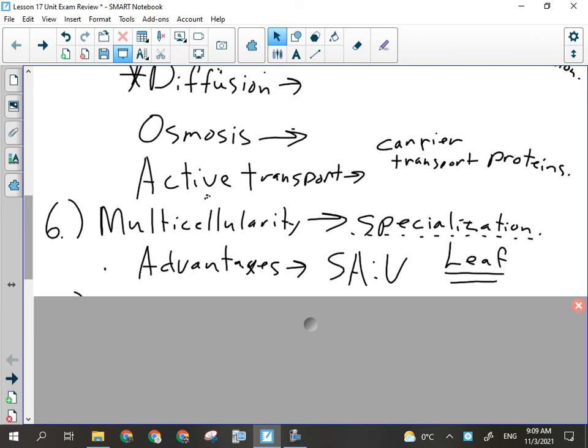The other thing about multicellularity, its advantage, is surface area to volume ratio. It allows an organism to become very large without having that problem with diffusion not working over large distances.